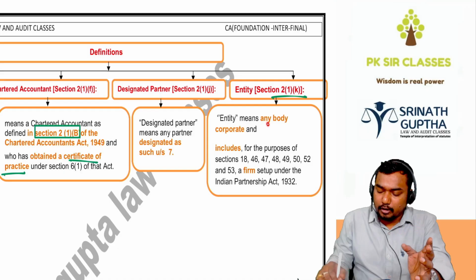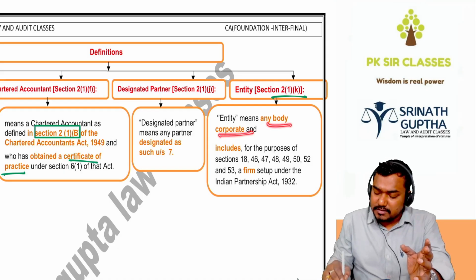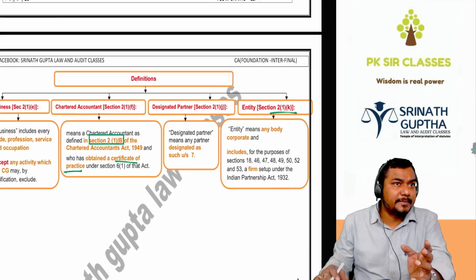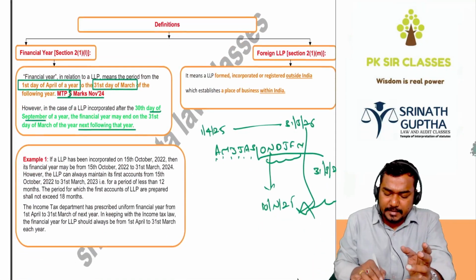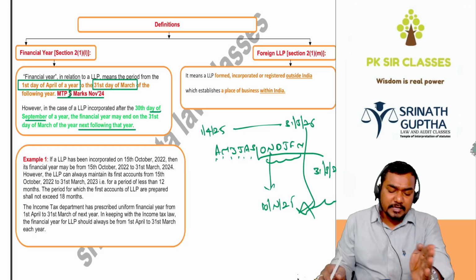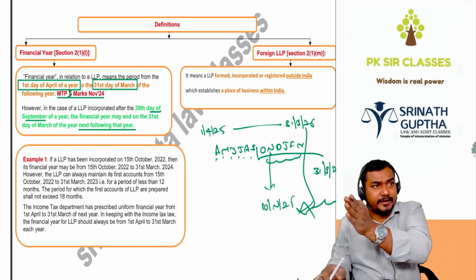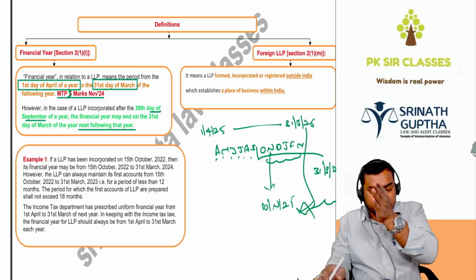Entity means body corporate. It includes the partnership firm also. Entity means any body corporate or the partnership firm. Next, financial year, which has already come in the exam. Financial year means 1st April to 31st March of the subsequent year.